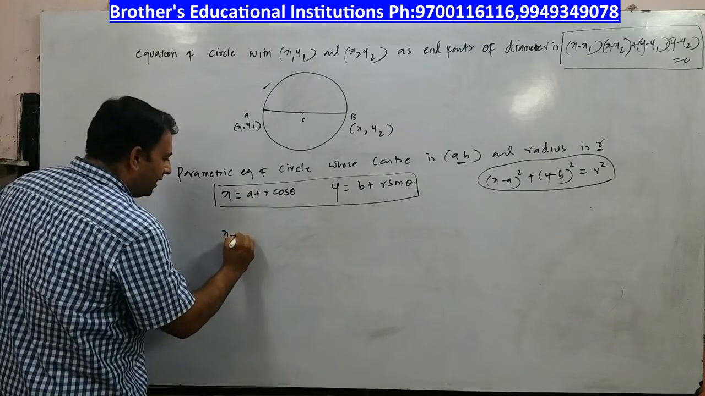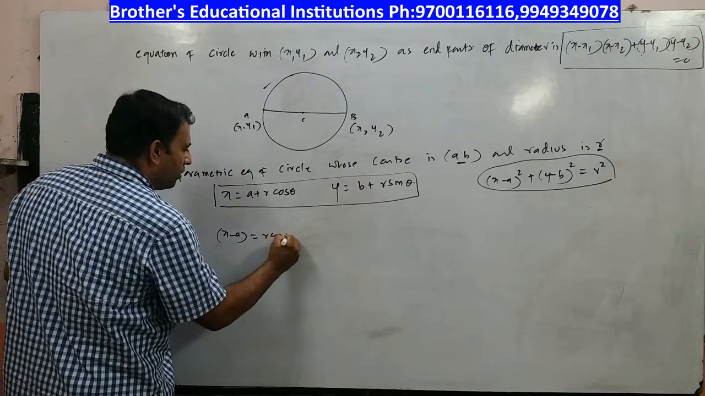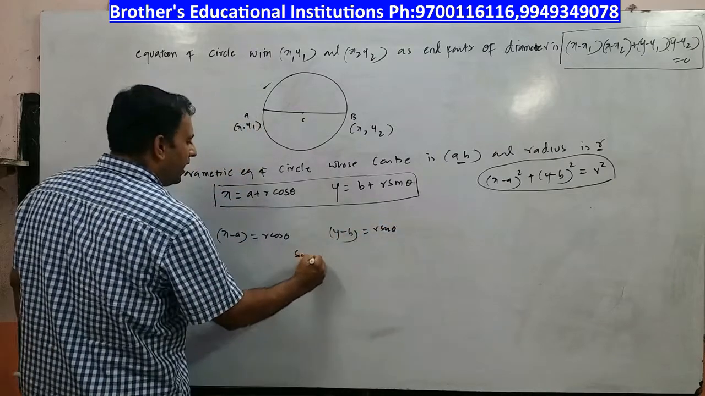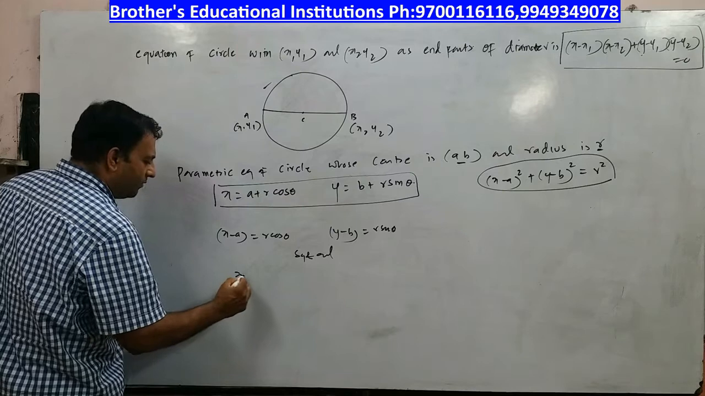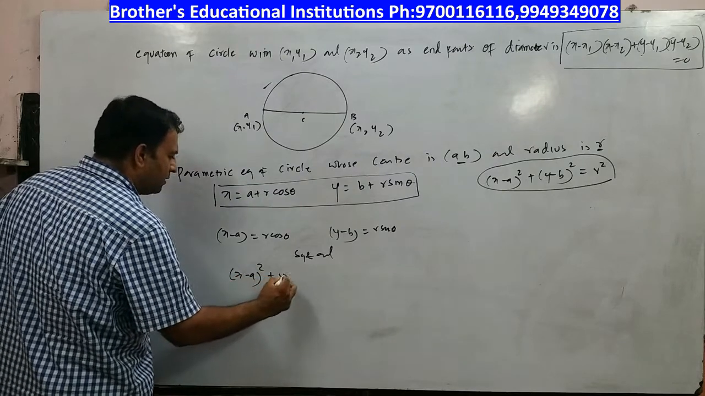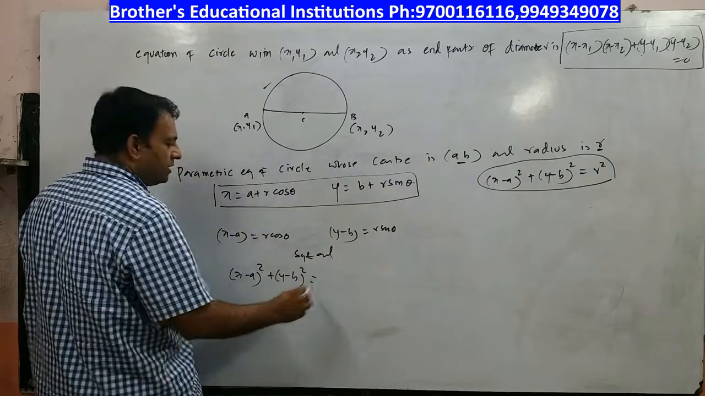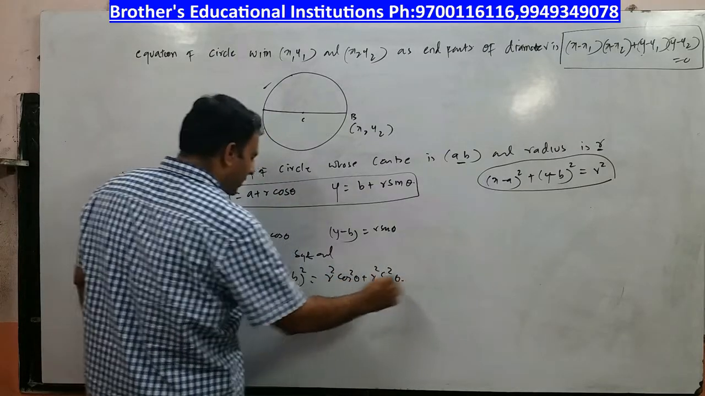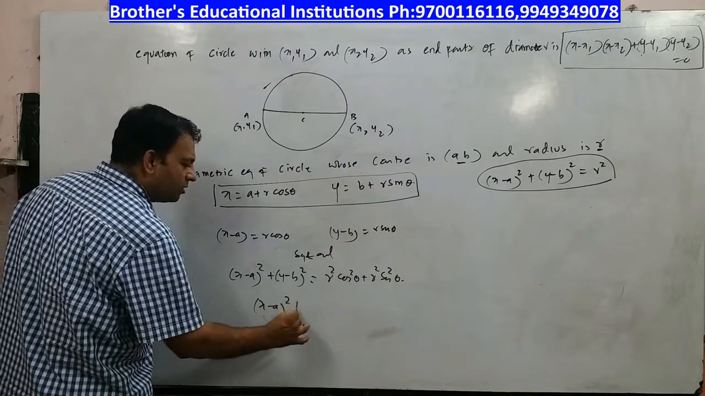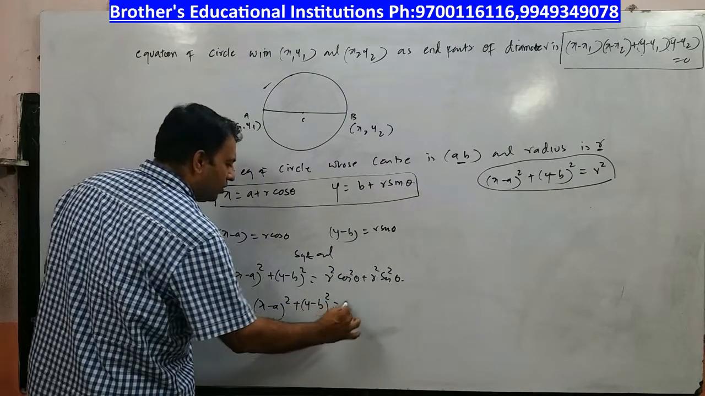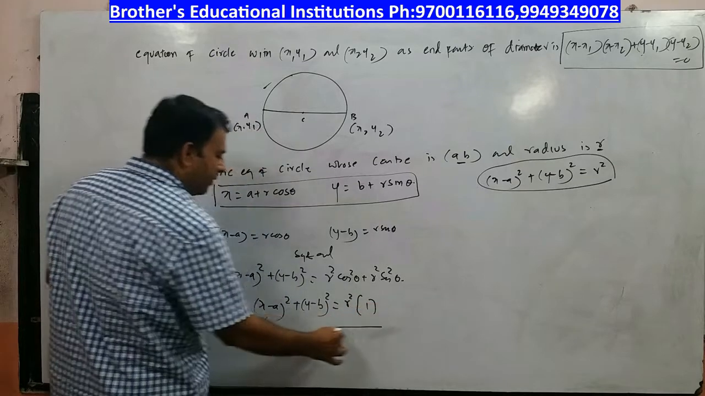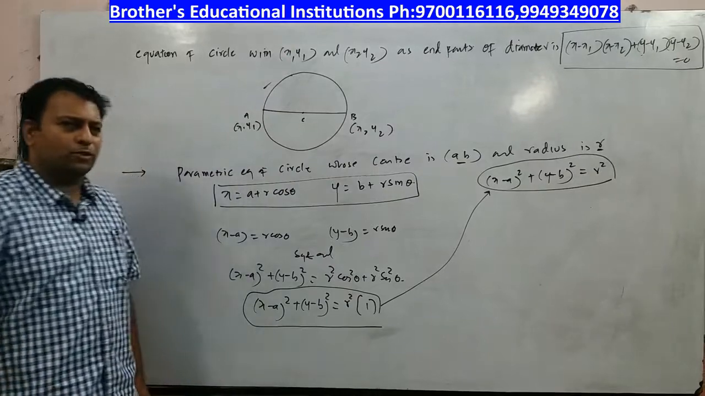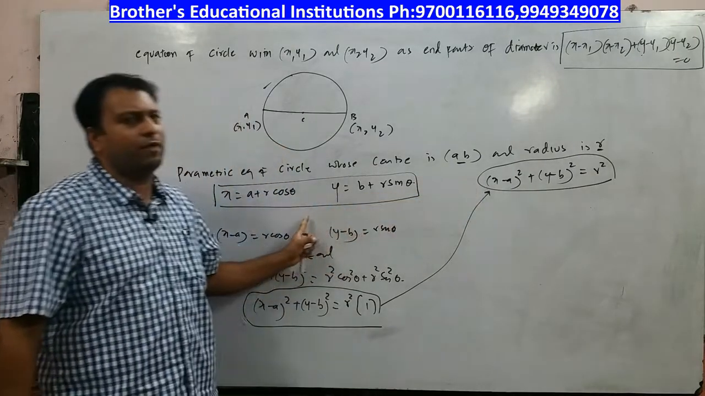And what will that curve be? I can write x − a = r cos theta and y − b = r sin theta. I will square and add. When I square and add, what will I get? (x − a)² + (y − b)² = r² cos² theta + r² sin² theta. Ultimately I will write (x − a)² + (y − b)² = r² common, cos² theta + sin² theta equals 1. Is it not our equation, my children? So in fact, this equation was obtained with the parametric equation only.